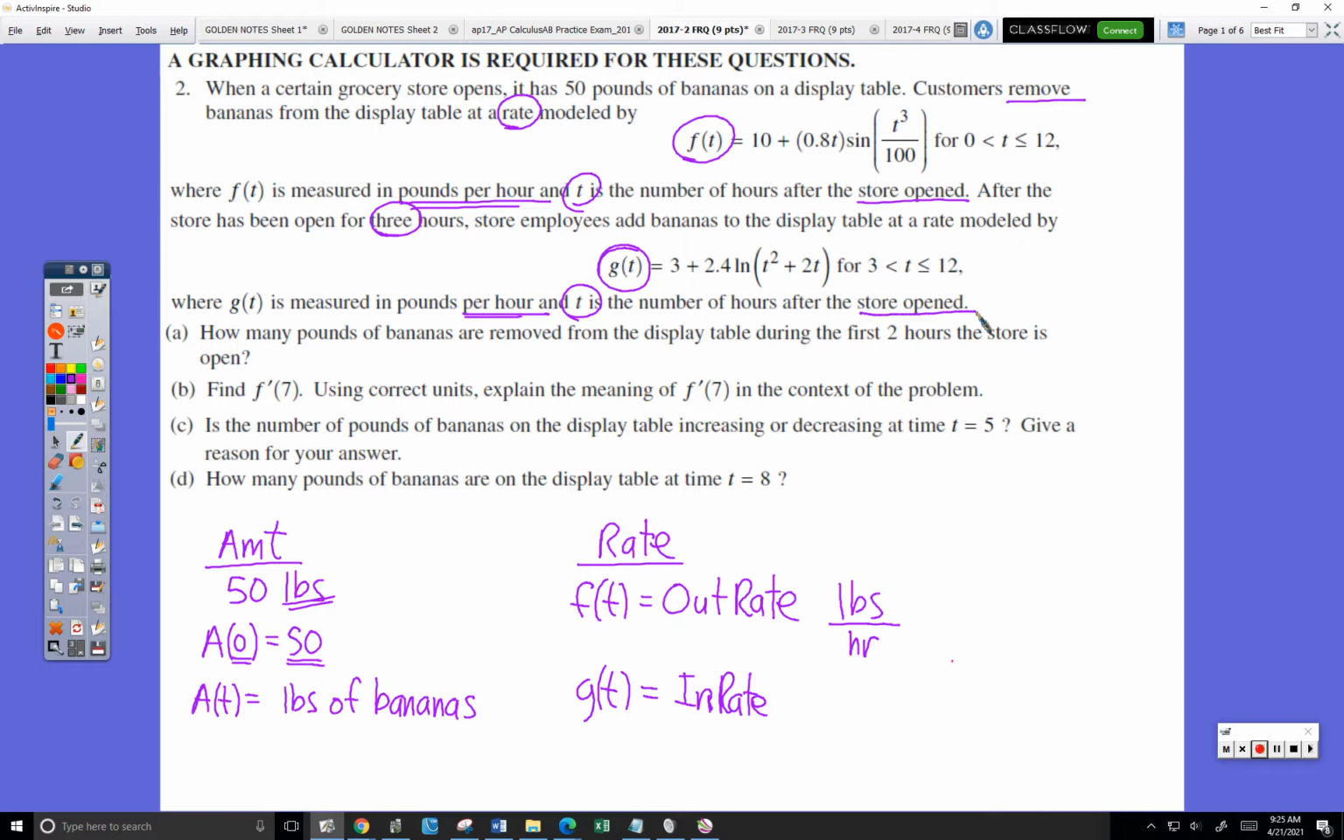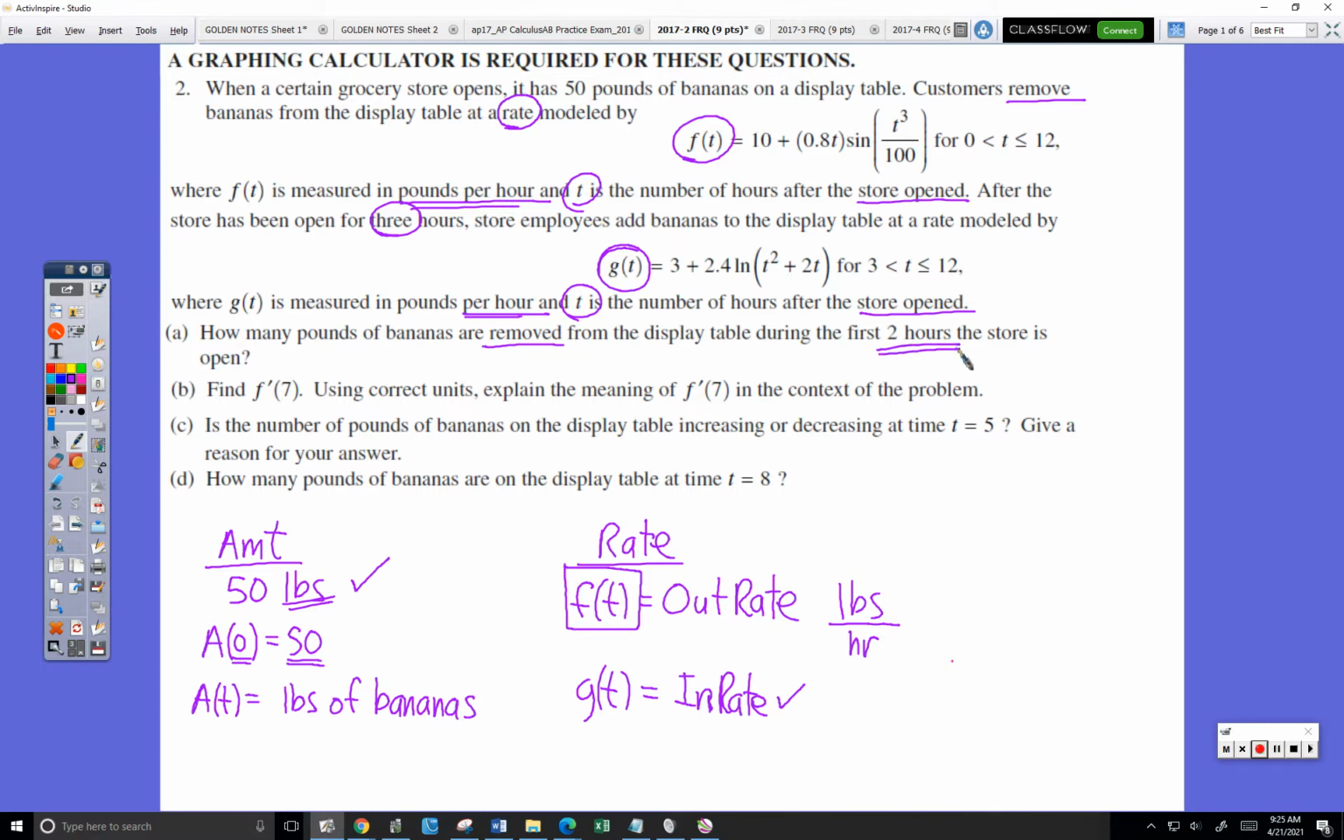Part A, how many pounds of bananas are removed? Okay, if we're paying attention to pounds of bananas removed, we don't care how many are there. We don't care how fast they're being added. All we care about is how fast they're being removed. How many pounds of bananas are removed from the display table during the first 2 hours?